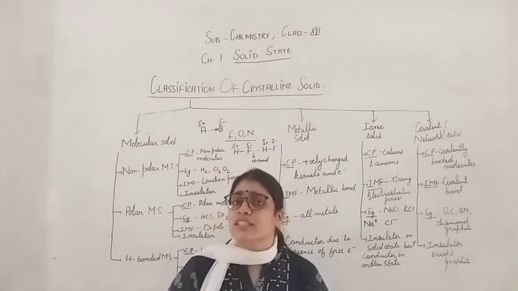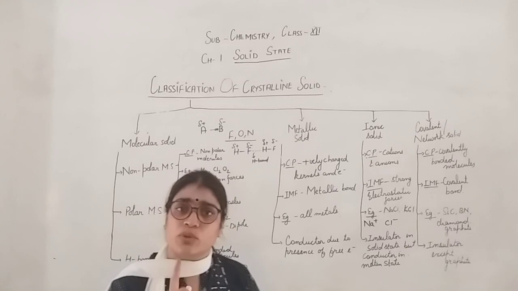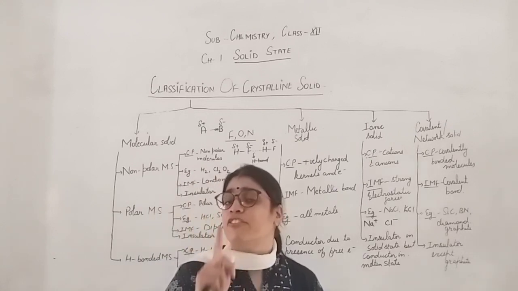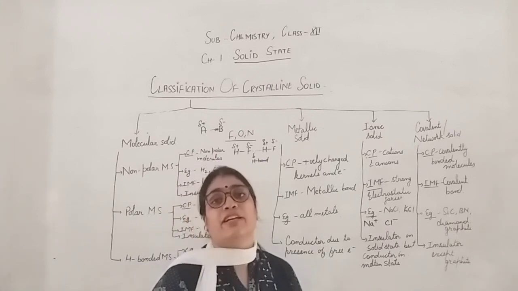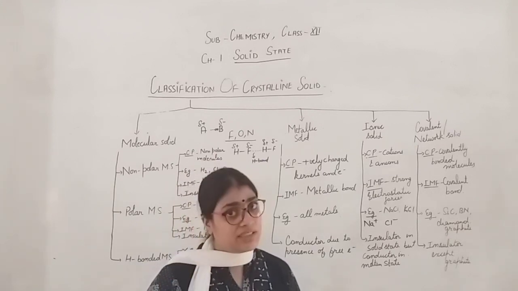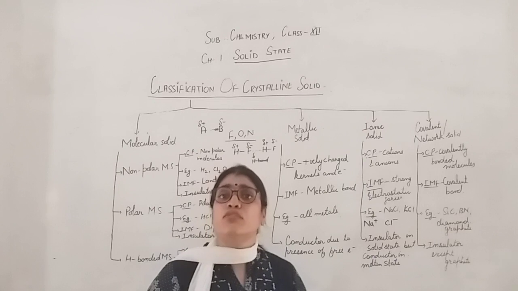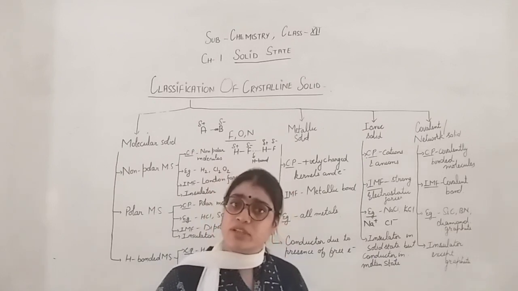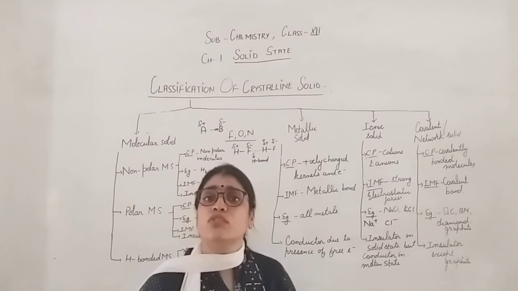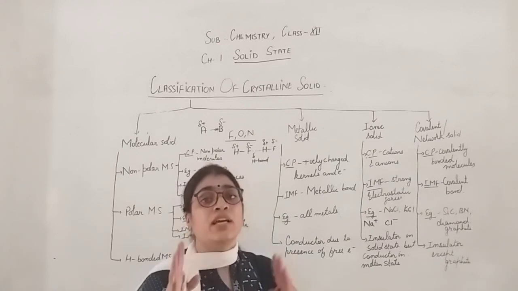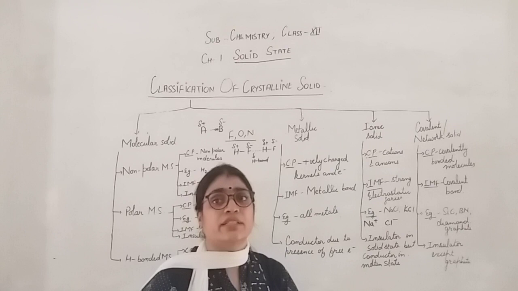Why? Because in graphite carbon is sp2 hybridized. It has free electrons which are responsible for conductivity in graphite. In diamond, carbon is sp3 hybridized. All the 4 electrons of carbon are bonded to form a 3-dimensional network structure. There is no free electron. That is why diamond is an insulator in nature.